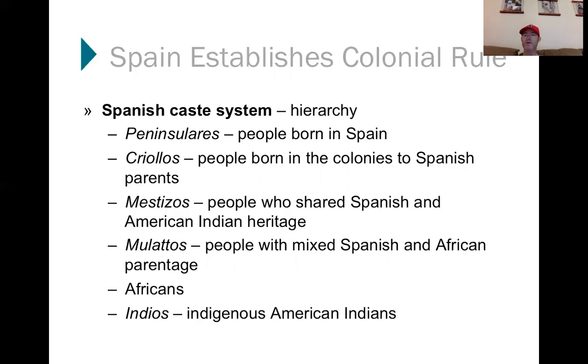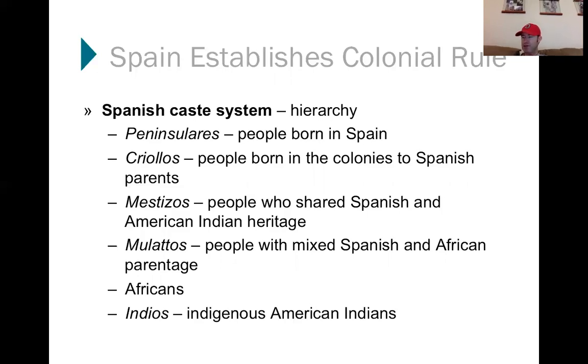Mulattoes, people with mixed Spanish and African percentage. Okay, so again, you're looking at that interaction of Europeans with Africans producing offspring, and then eventually, as you can see here, its effect on society. The African population, and then Indios, which will be indigenous American Indians. Okay, so that's a really important thing.